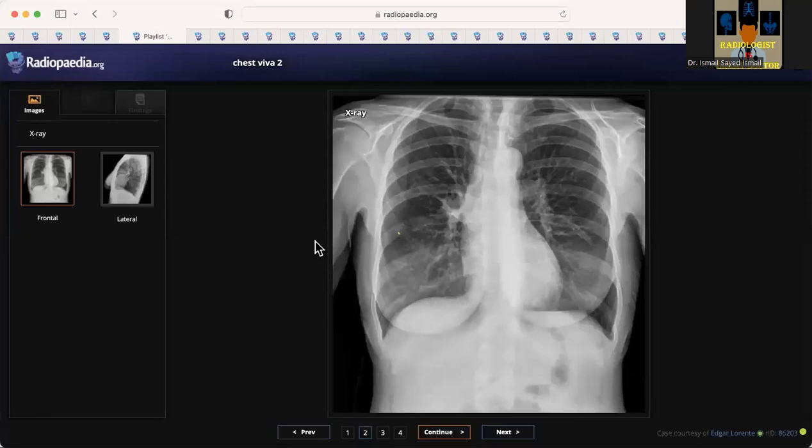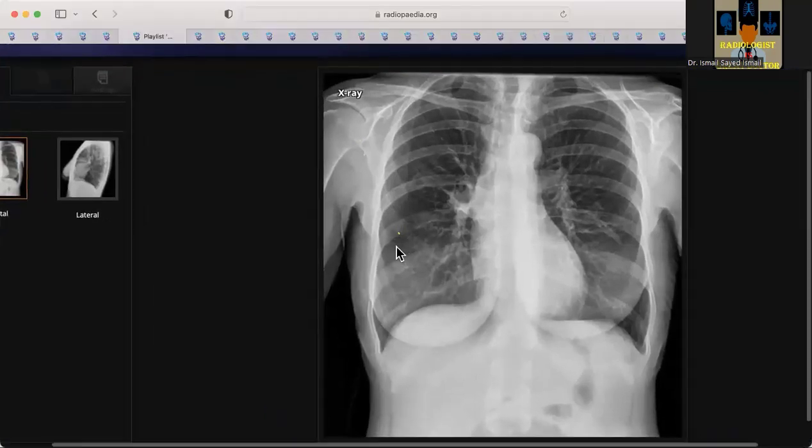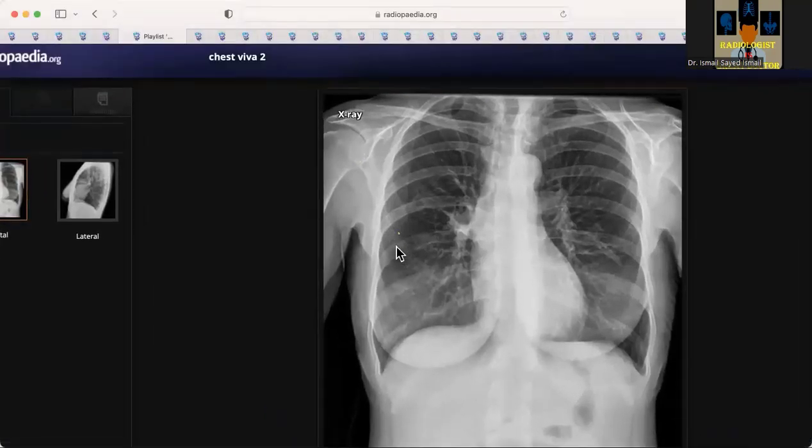So this is an elderly female with cough. I'm presented with a frontal radiograph of an elderly female presenting with cough. I see a nodule in the left lower zone. This is most likely a nipple shadow more than a true nodule. But other than this, I'm looking for any additional abnormality.